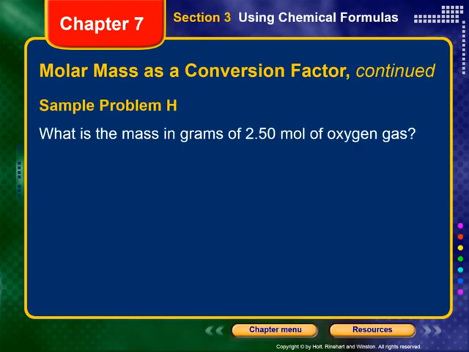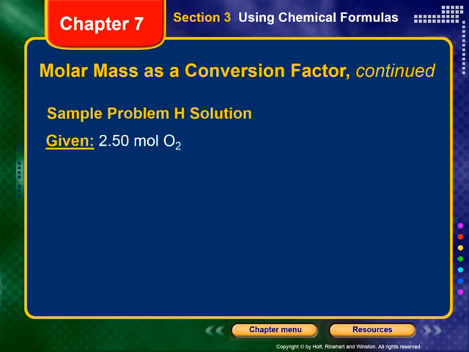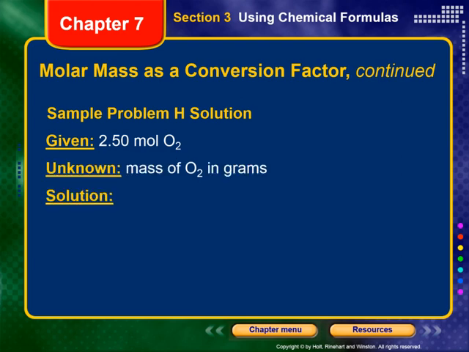So let's work through a sample problem. What is the mass in grams of 2.5 moles of oxygen gas? Now remember, this is oxygen gas, so it's going to be O2, not just O. So we've identified that we have 2.50 moles of O2. Our unknown, which is what we want to convert into, is mass of O2. So we're going from moles of O2 into grams of O2.